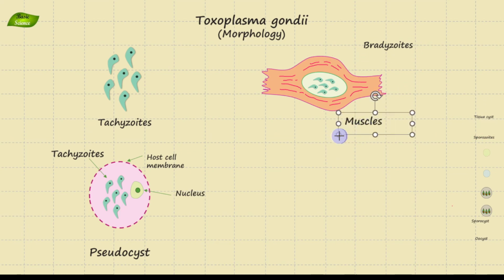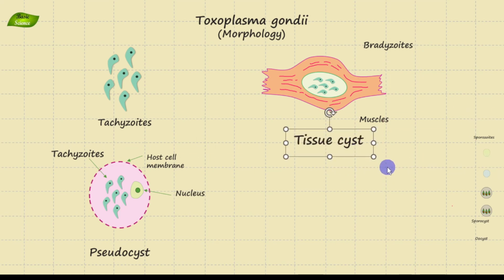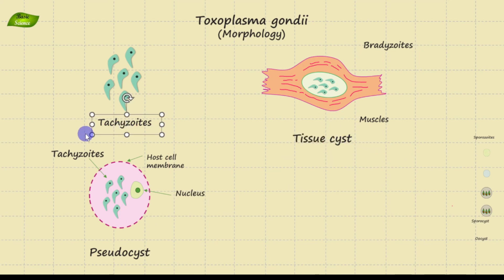So we can have these cysts present inside our body. They can stay for a longer period of time, and then once reactivated, they can cause damage in the host by switching into the acute phase. So this is the tissue cyst. So let me put the label right over here, right? So this is a tachyzoite, this is a pseudocyst, and now this is the true cyst.